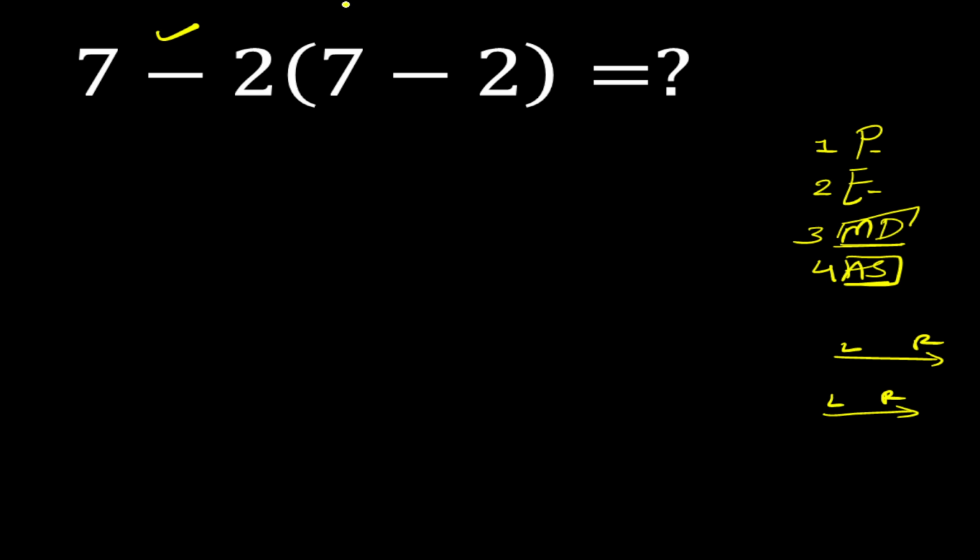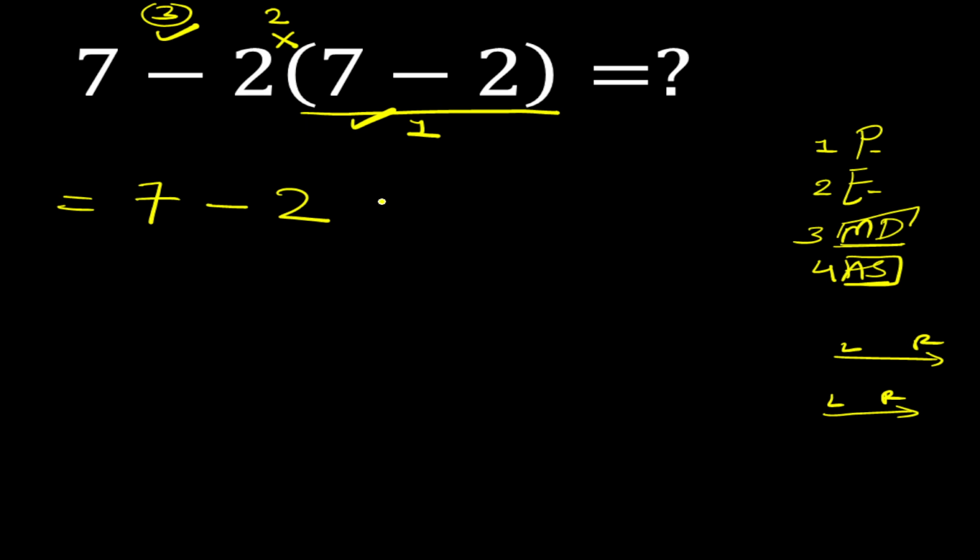So in this question, here we have one subtraction, here multiplication, and here we have one parenthesis, right? So first priority is this parenthesis, then second priority is this multiplication, and third priority is this subtraction, right? So first we have to solve this parenthesis. So 7 minus 2. Now 7 minus 2 is equal to 5. So multiply 5, right? Now here we have one subtraction and here multiplication. So second priority is this multiplication.